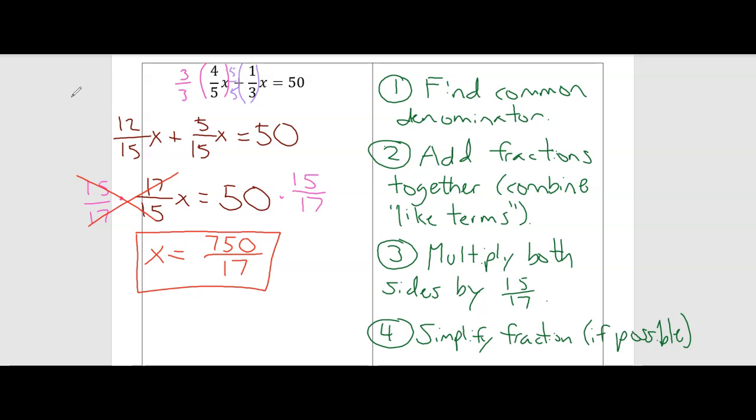Our first step was to find that common denominator. Second step was to add the two fractions together once they did have the common denominator, which you could call combining like terms. Number 3 was to multiply both sides by 15 over 17, to simplify the fraction next to our x. And finally, we need to think about whether or not we can simplify our answer. In this case, we couldn't, so we would just leave it, but there may be times where the numerator and denominator share a common factor. Okay, let's move on to the next problem.